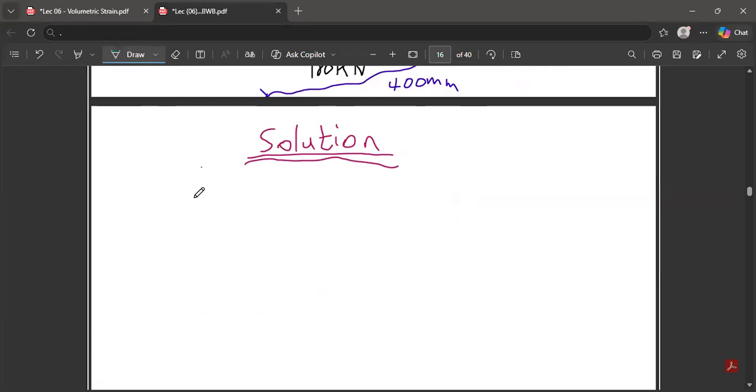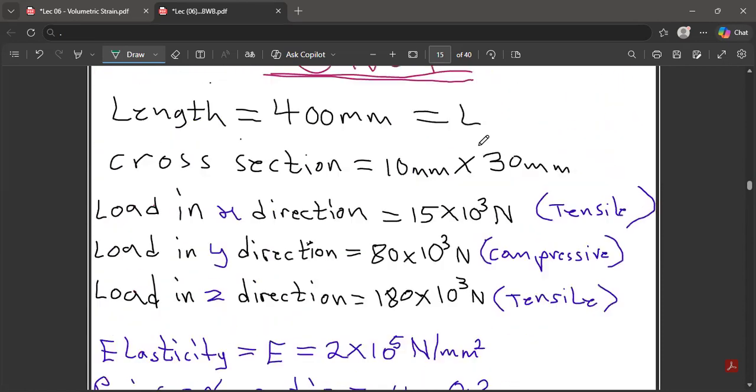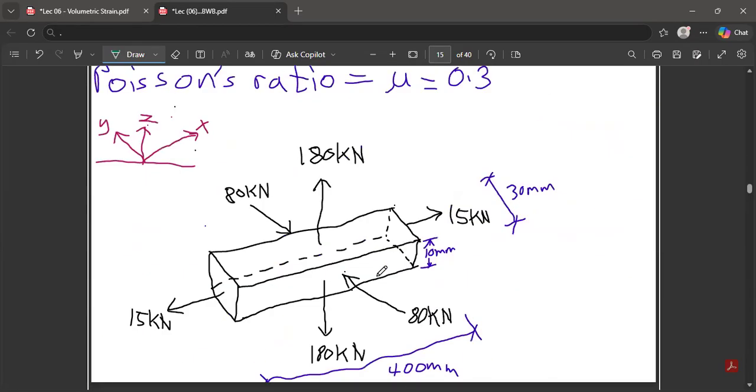So we proceed. We know that for our volumetric strain, the formula I'm going to be using is what? 1 over E multiplying the stress at X, minus... you see that the stress at X was a tensile one, so that is why we are going to use positive. But the stress at Y, because it is compressive, is going to be negative.